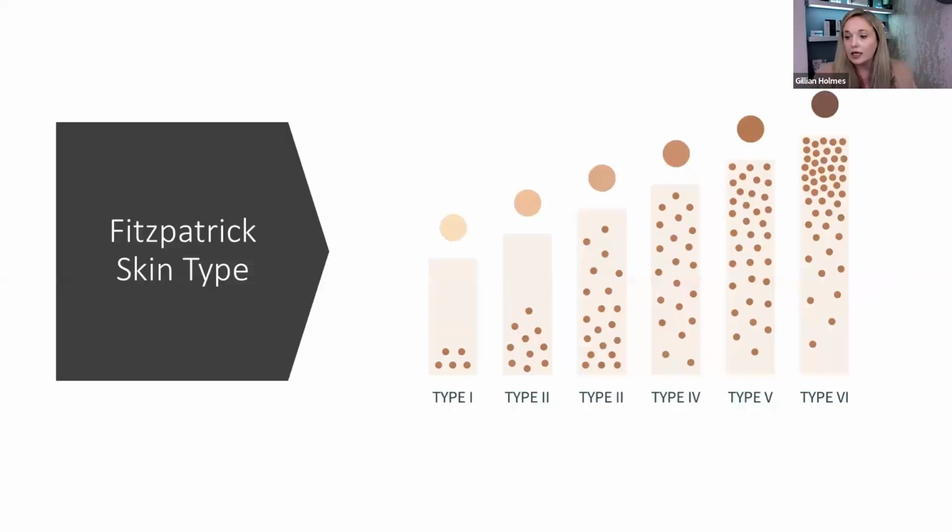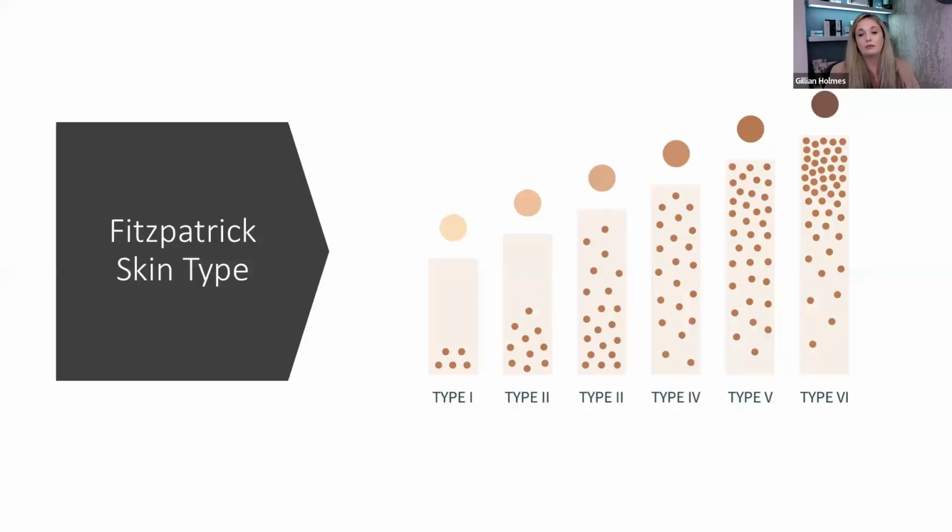So Fitzpatrick is something that I have mentioned a number of times already. It must be part of your consultation procedure. With Fitzpatrick skin typing, you have a series of questions that must be answered with almost a multiple choice element to them. So it will ask things like natural hair colour, natural eye colour, ethnicity of parents, and most importantly, the skin's response to UV exposure.